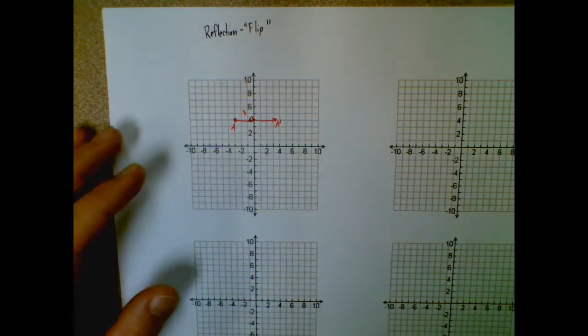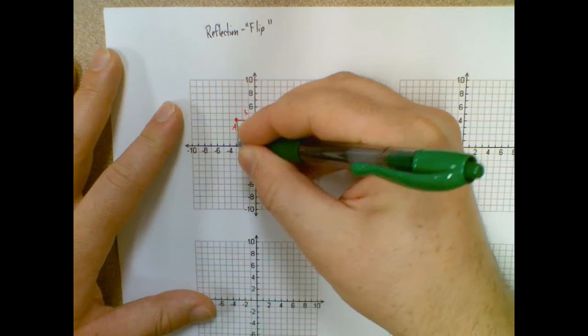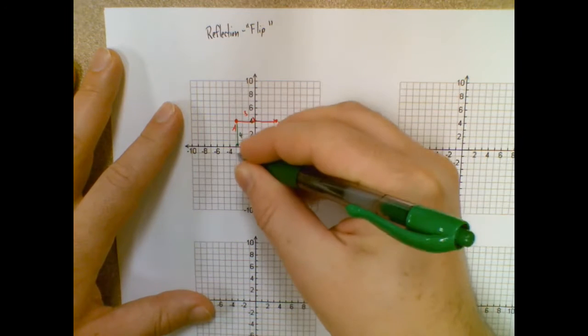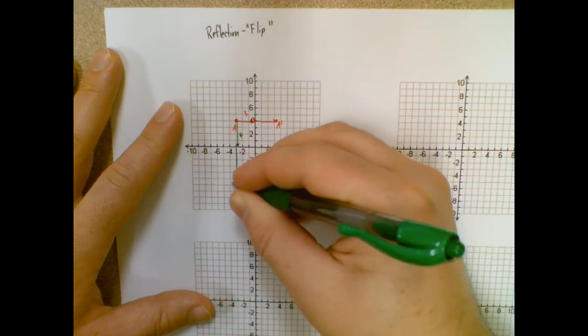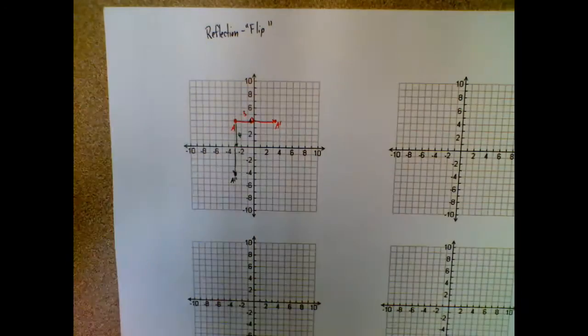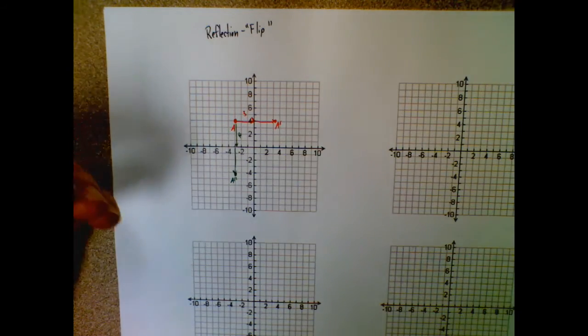Or, likewise, I could flip it over the x-axis, right? Which in this case is not 3 away, but 4. So I'm going to go another 4, and this I'll call A double prime since I already have an A prime. So it's all about replicating that distance on the other side of your line.